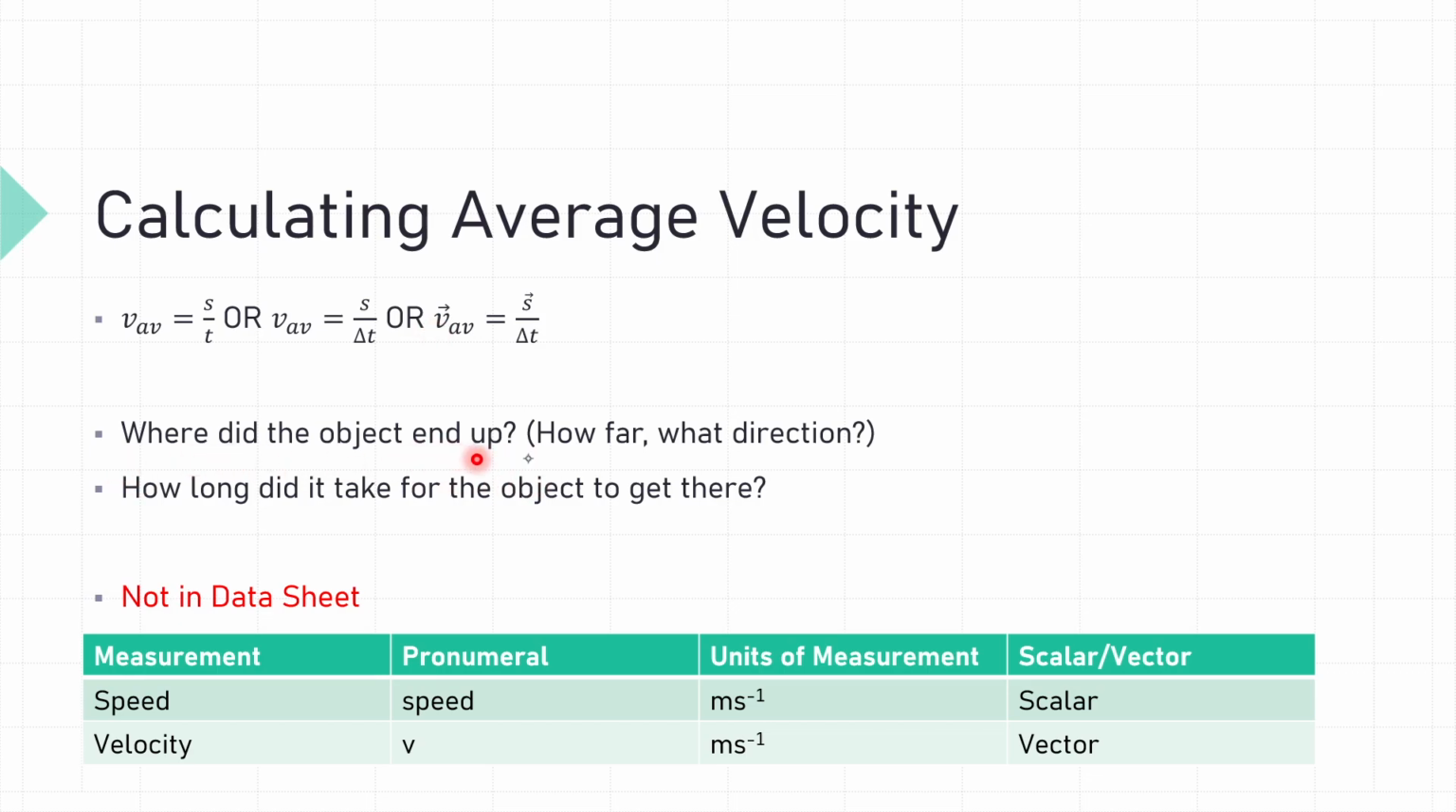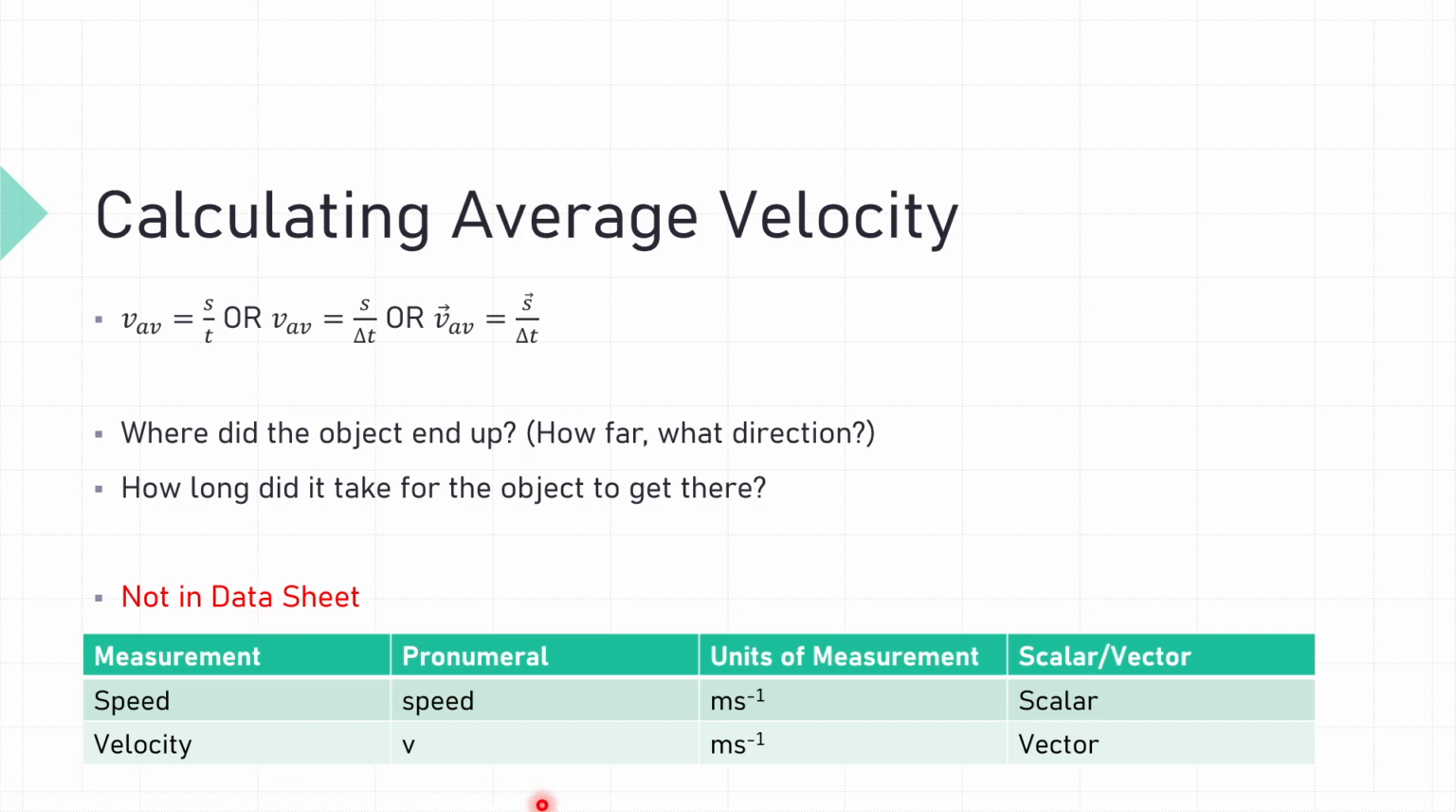Where did the object go? In other words, how far did it go and in what direction? That's our displacement S. And how long did it take for the object to get there? That's the time. Note that this equation is not in your data sheet, but is a pretty simple equation that gets used over and over and over again, so it should be one that you get familiar with quite quickly.